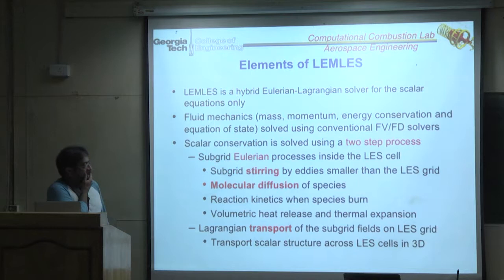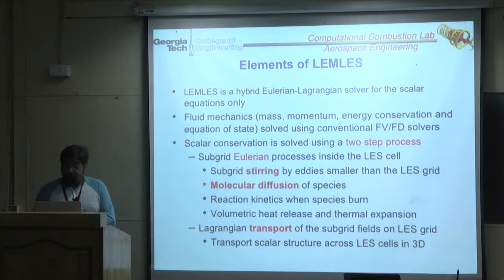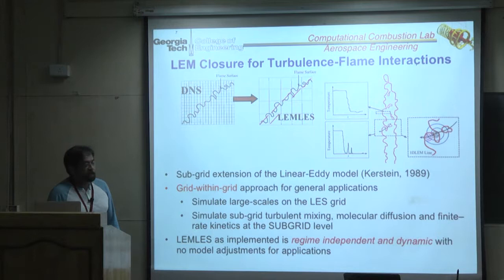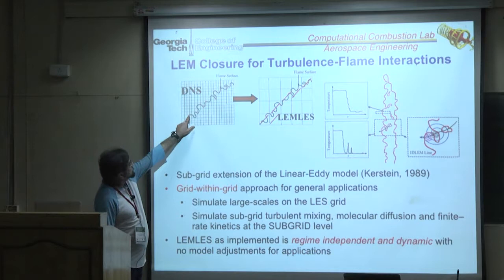So unlike the conventional finite volume schemes, this is not done in an Eulerian approach, it is done as an Eulerian Lagrangian approach. And so there are advantages and there are disadvantages, and I will talk about that in a minute. But conceptually, you can think of this as a grid within a grid concept. So the idea is, let's say this is your DNS grid. Let's say the finest grid you can take, in which case you can get the structure of the flame, the wrinkled flame is all resolved, and there's no problem.